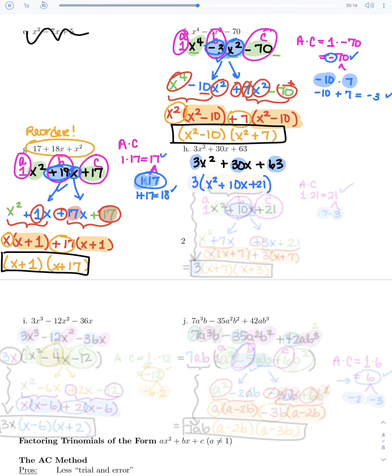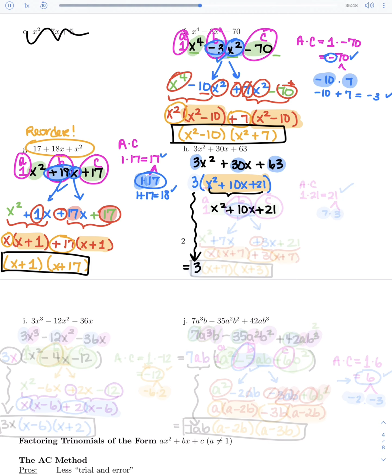Now I'm not done. Now I can still do AC method, because I still have 3 terms on what was left over inside. The problem is that 3 out in front is not going to disappear. And I don't want it to disappear. So I'm going to carry it down to the bottom to my final answer so I don't accidentally lose it. Because I still need to do AC method on this x squared plus 10x plus 21.